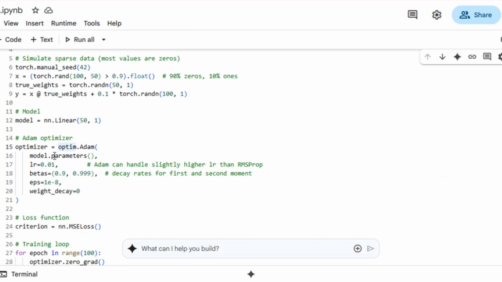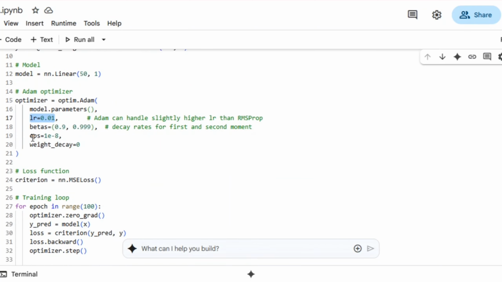Now in this Adam optimizer, I have a few hyperparameters. First, I am initializing my model parameters, then I am using learning rate as 0.01. This is my initial learning rate, but in the further epochs of training, this learning rate gets decayed. Now I am initializing the beta 1 and beta 2 values to 0.9 and 0.999. It can also be 0.99, and epsilon value is equal to 1e-8. This epsilon value is basically some small value, and weight decay is obviously 0.